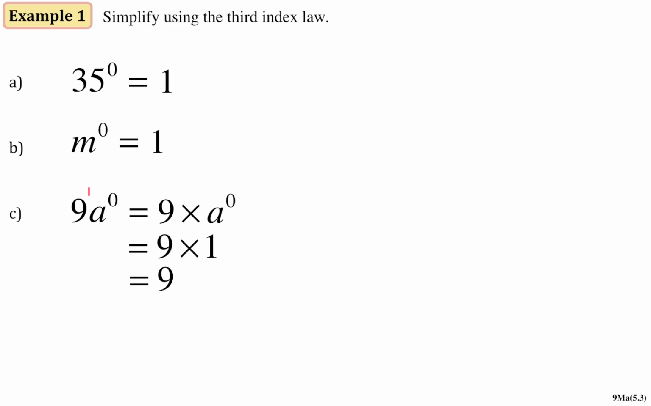So you need to be careful. The 0 does affect the a, but in this case it doesn't affect the 9, so you end up with 9 times 1.